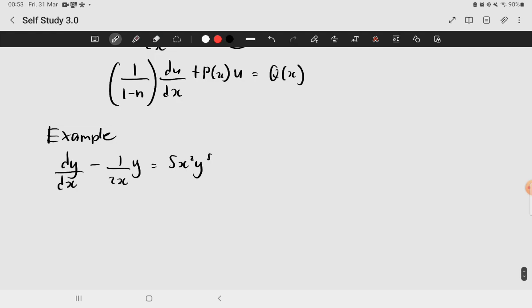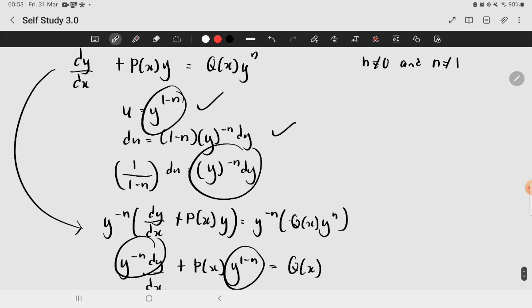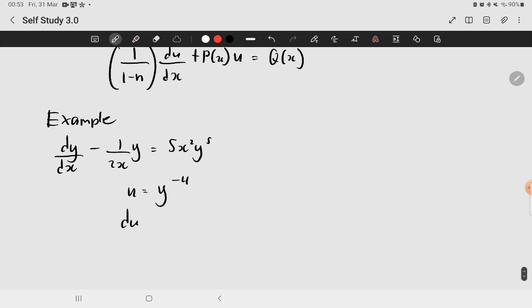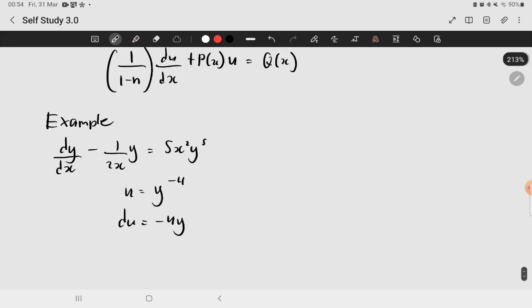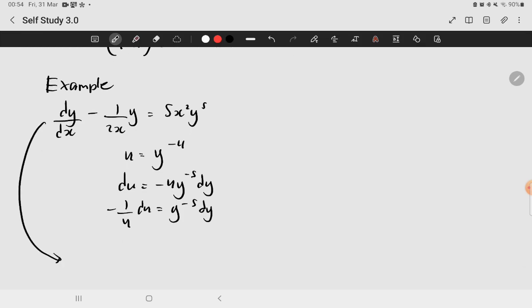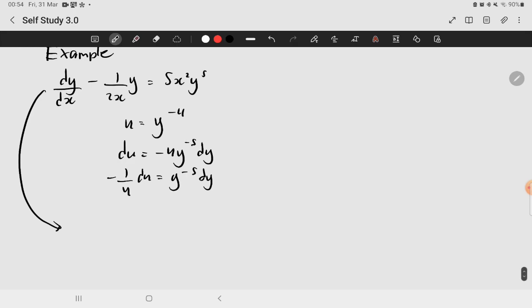I still had to derive it. By letting u equal y raised to the power of 1 minus n, which implies u equals y to the power negative 4, then taking the derivative, we get du equals negative 4 y to the power negative 5 dy. Now I have to make the equation in this form. We want to get rid of this term, therefore by multiplying everything by y raised to the power negative 5, we obtain the following, and then we can proceed with the proper substitution.